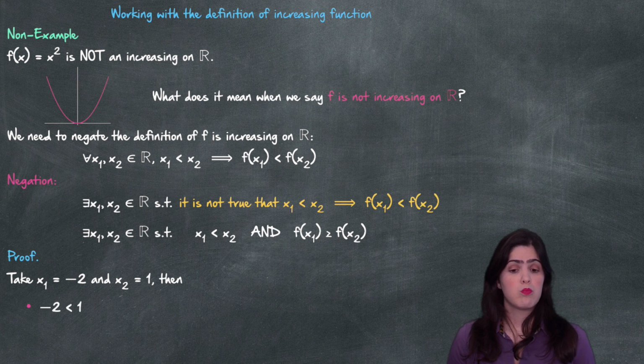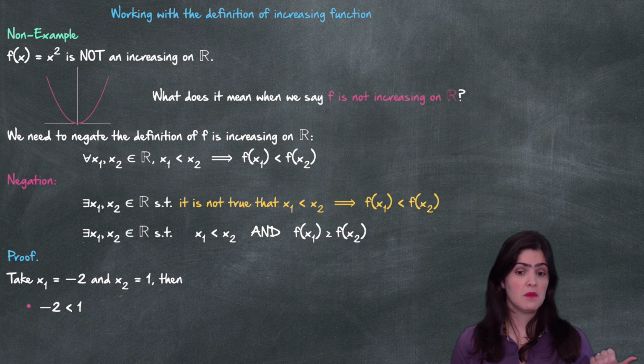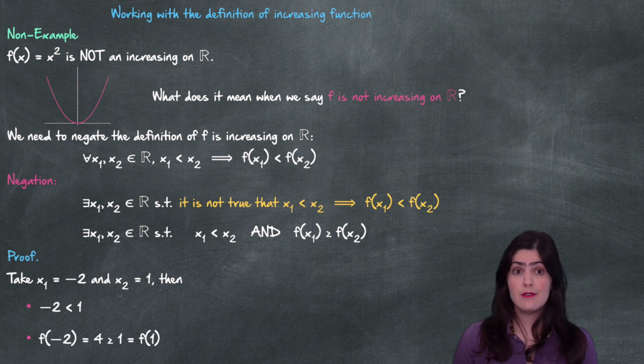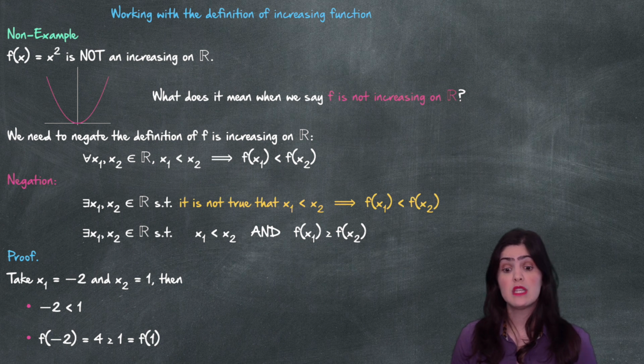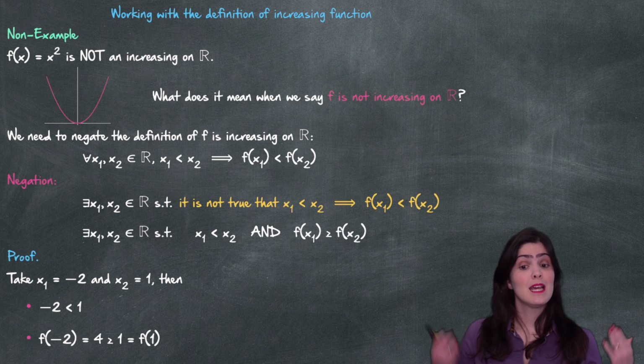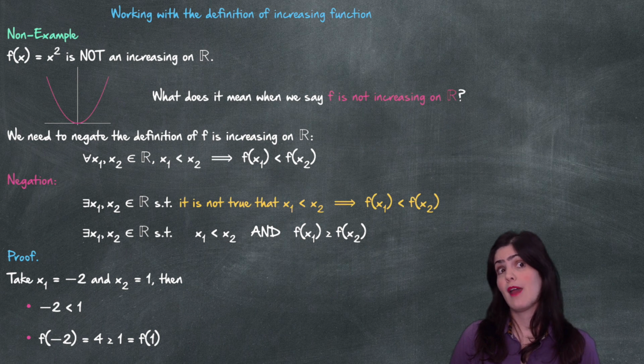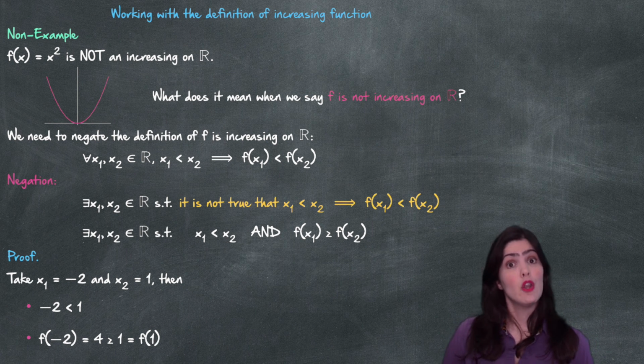So -2 is less than 1, check. And now let's see, f of -2 is equal to 4. And 4 is bigger than 1, which is f of 1. And that completes my proof of the fact that indeed the function f of x equals x squared is not increasing.